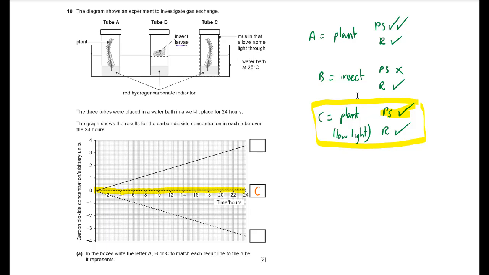This one shows a rise in carbon dioxide concentration. So in that case, there must be more carbon dioxide released than is taken in, which is going to be this one. So that's going to be B. And then finally, this one shows a decrease in carbon dioxide concentration. So carbon dioxide must be getting used up in photosynthesis. So it is A.